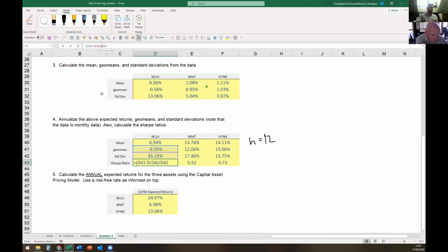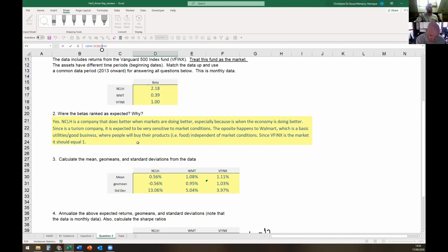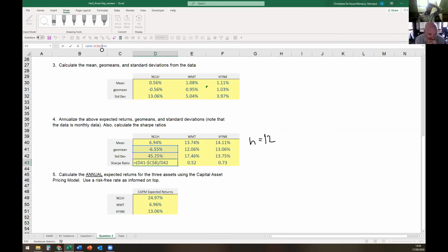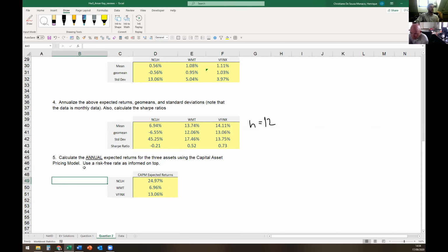And the Sharpe ratio, always use the geo mean minus the risk-free asset, divided by the standard deviation, right? So I think someone asked last week if a Sharpe ratio could be negative, and here we are. So we can. Finally here, we asked you to calculate the annual expected returns using the CAPM pricing model.